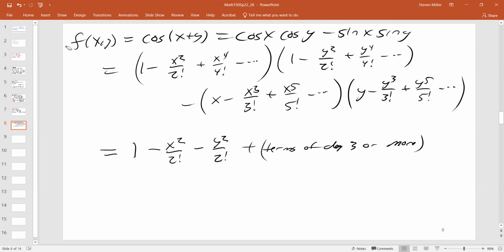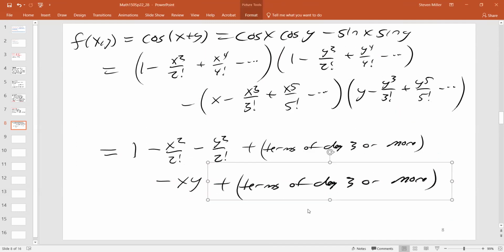Now what about the next product? Which terms, when I multiply, will give me something of degree 2 or less? Yes, just x times y. So we get minus x times y plus terms of degree 3.